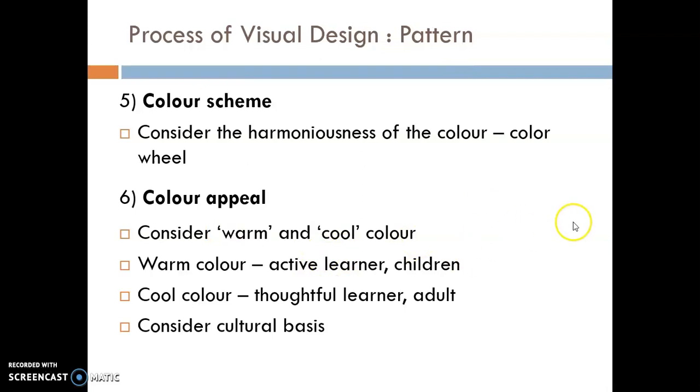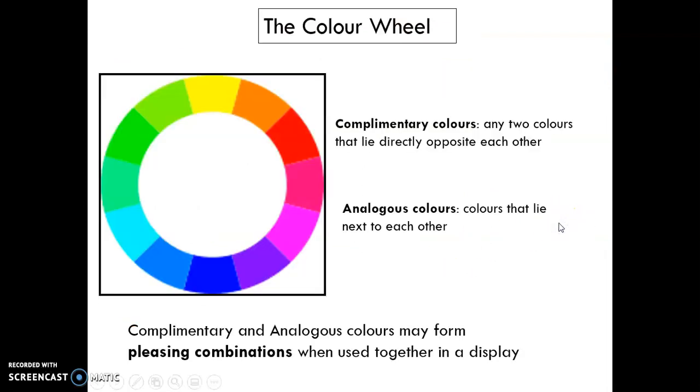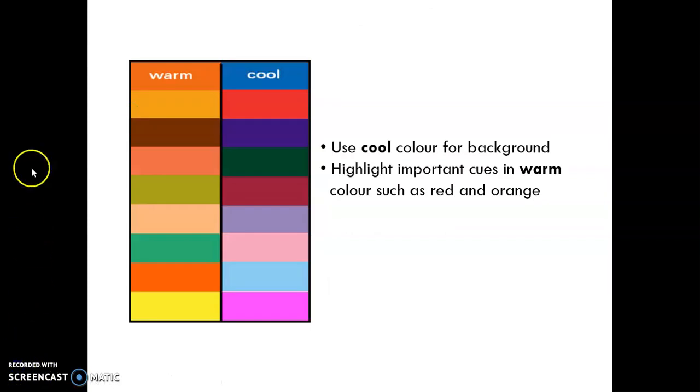This is how the color wheel looks. You can see the complementary colors and also the analogous colors, which may form pleasing combinations that we use together in the display. This is an example of warm color and cool color. Basically, we use cool color for the background and warm color to highlight important hues.